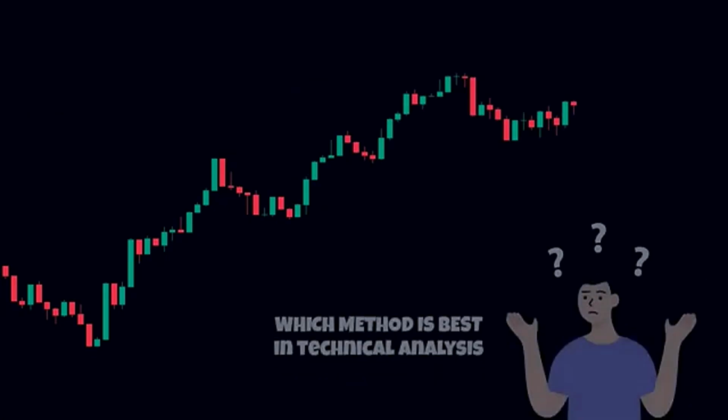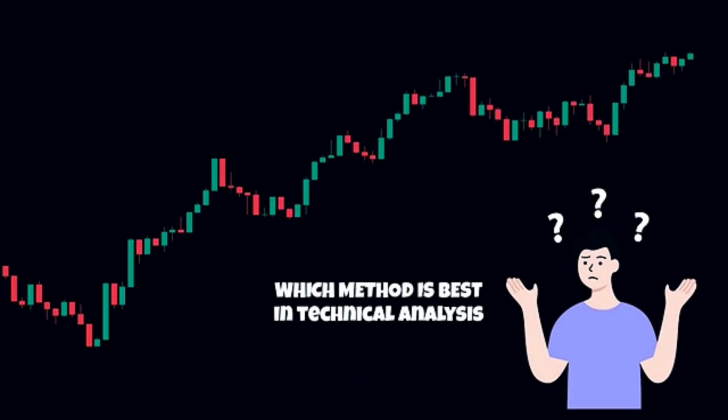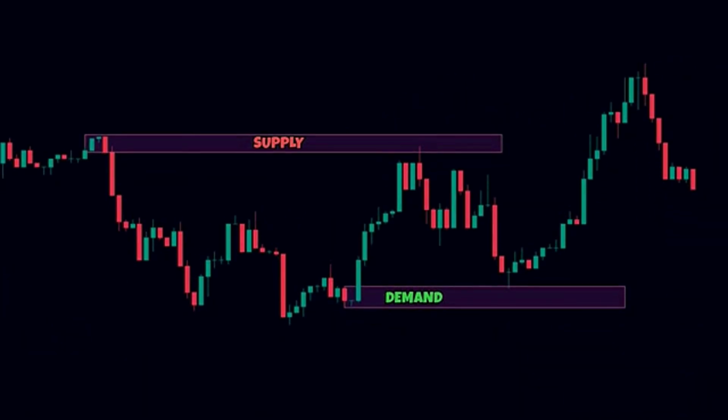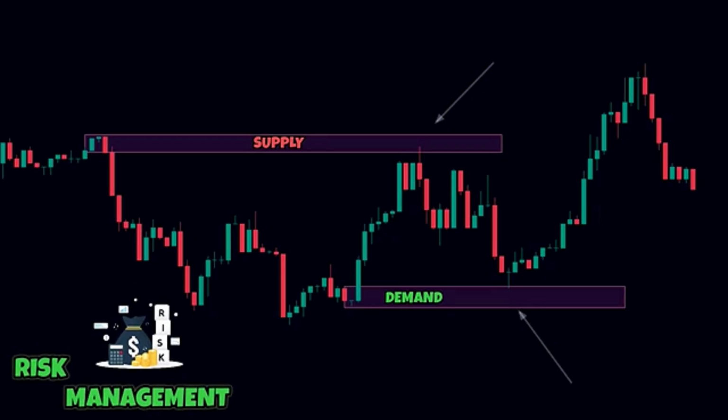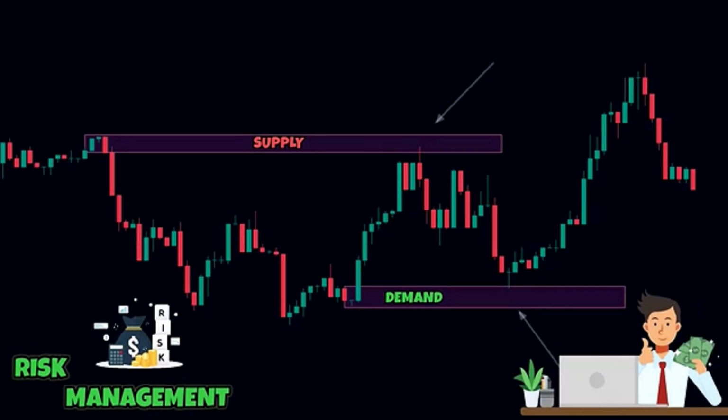Many of you ask, among all the technical analysis methods, which one is the best? Our answer is, if we master demand and supply trading, we will definitely see improvement in our trading journey. Among all technical analysis methods, demand and supply is the most powerful. And yes, if we just focus on mastering the concept of demand and supply, along with risk management, that's enough to become a profitable trader.